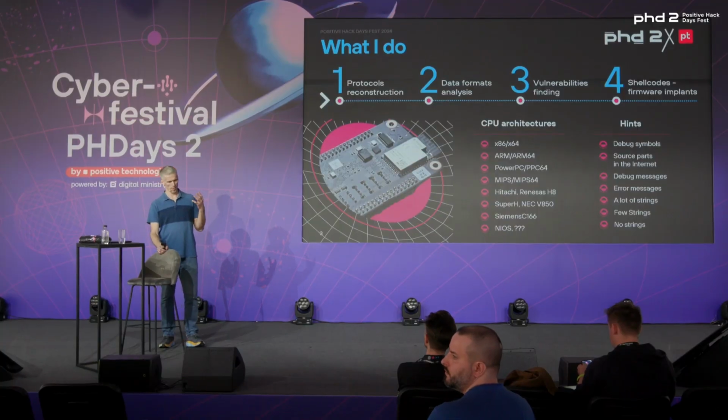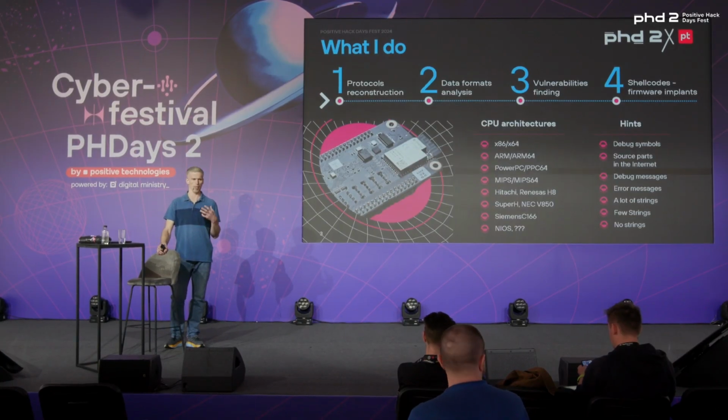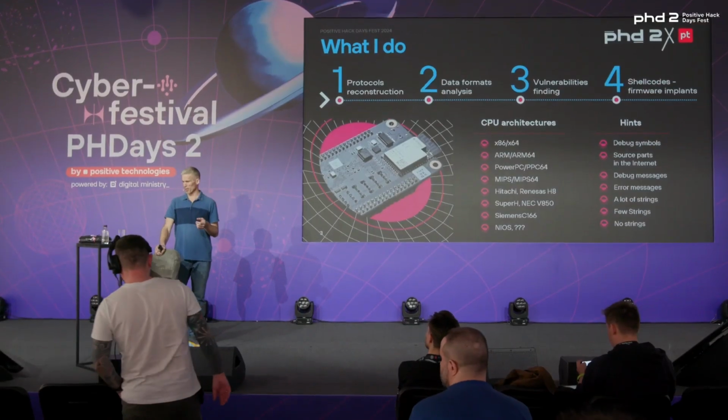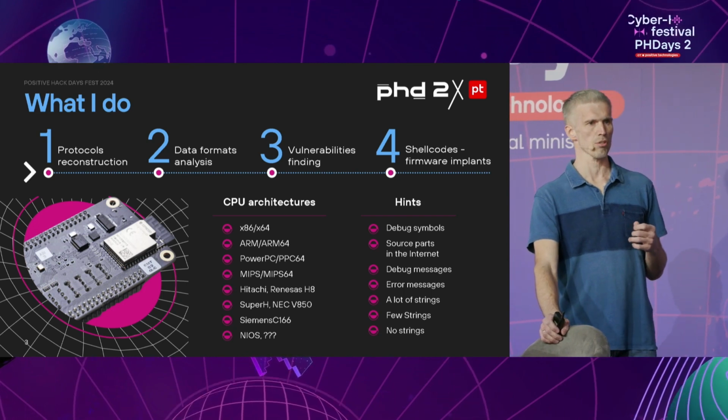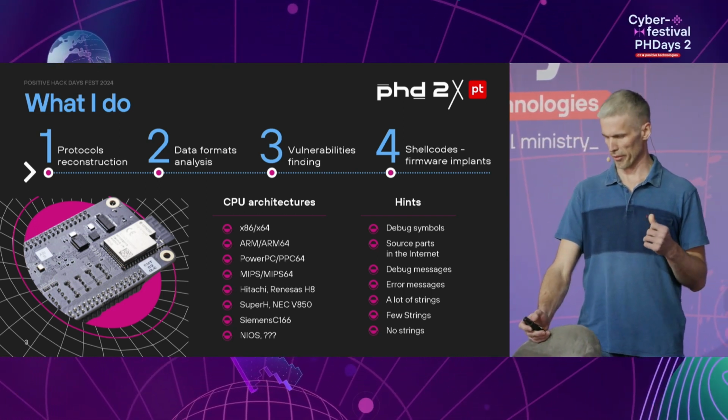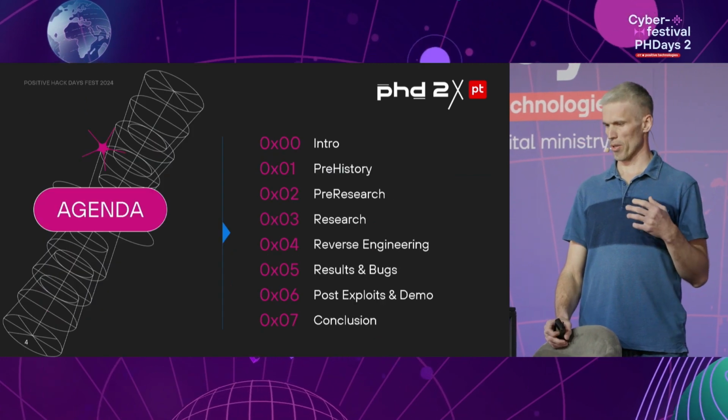I come across all kinds of architectures, and here in the order of priority, or rather the frequency of my encounters with them, all the CPU architectures are listed. And if there is no processor module for a particular architecture, I usually design one myself. Sometimes I find hints in executable files. It's wonderful if there are debugging symbols, and the worst case is when there are no strings at all.